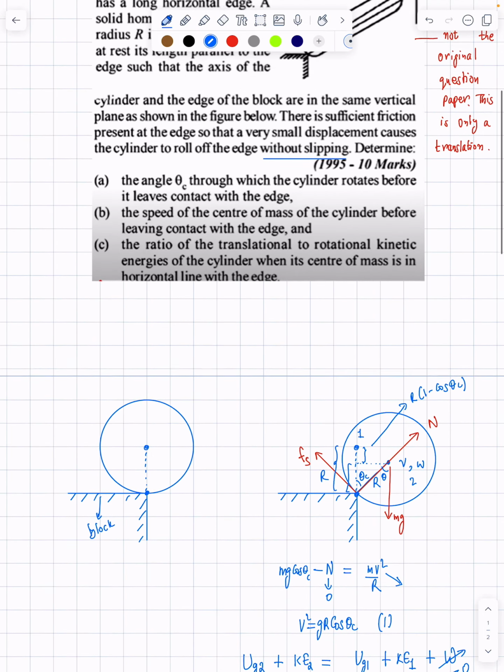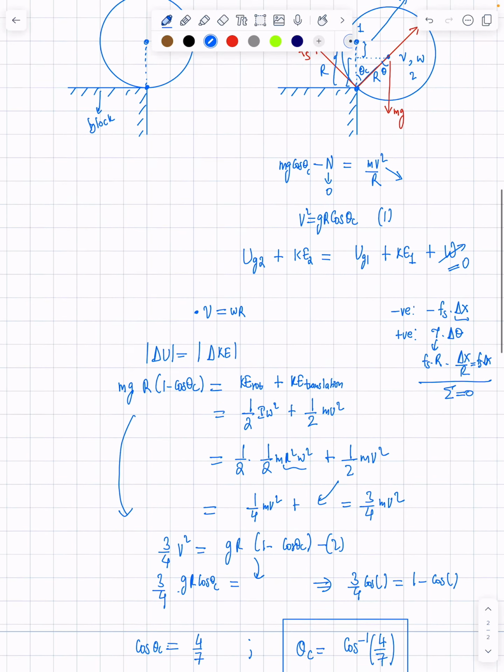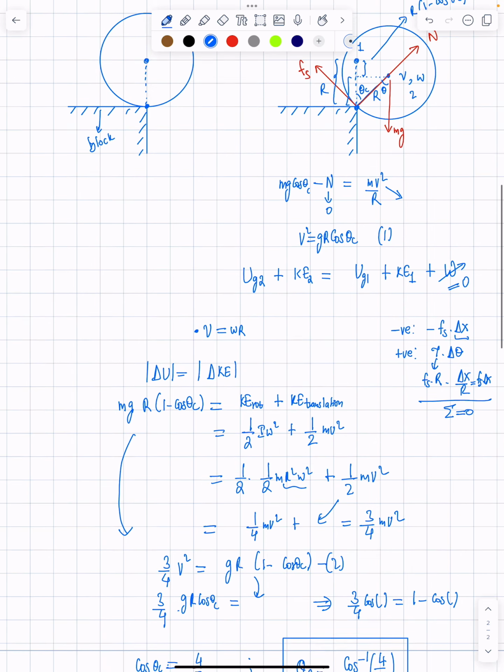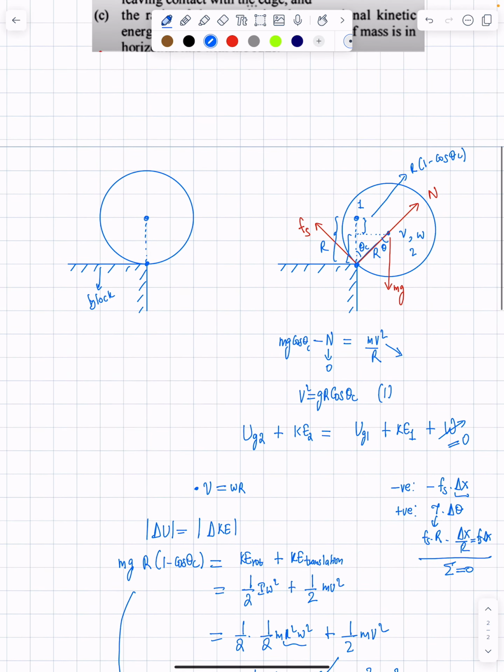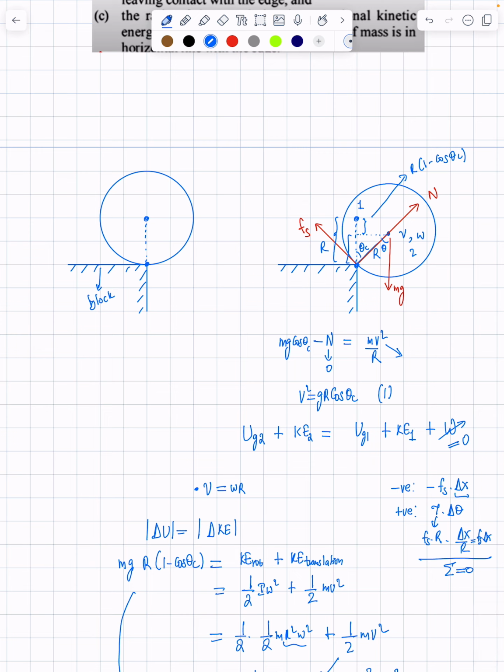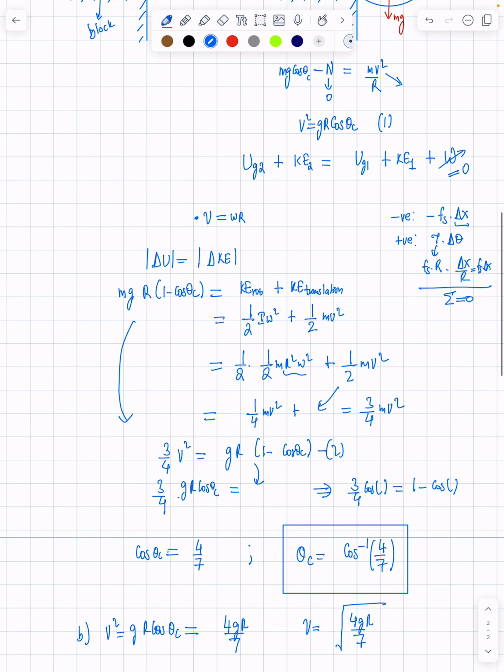The main thing I wanted to emphasize is that static friction does not do any work in the case of pure rolling. Because it's pure rolling, the point of contact is at instantaneous rest, and that's why the force of friction is static. Otherwise, it would have been kinetic. So that's one thing, and then you use conservation of energy.